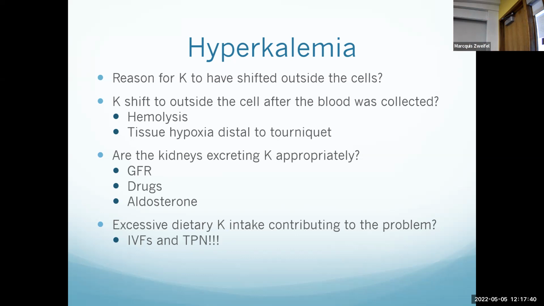If they have normal GFR, we can eat loads of potassium and we will be able to continue to have normal potassium. It's usually when they have low GFR, so your CKD and end-stage kidney disease. But even with those, a lot of the time there is something we're doing, and IV fluids and TPN are important contributors, especially in the ICU.